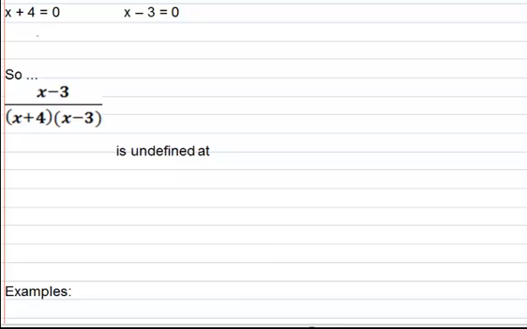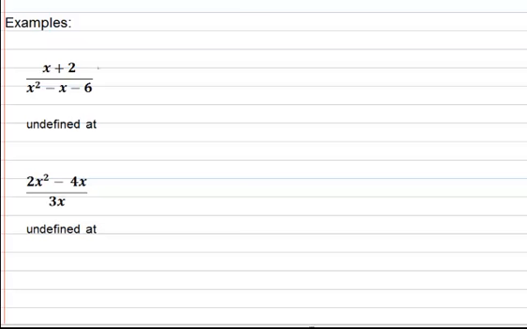So after we got that, I forgot to rewrite this, we now see that this polynomial that we started out with is undefined at negative 4 and 3. So let's just do a couple quick examples of this idea of undefined. Again, the first thing that we do is we look at our rational expression, and we see what can be factored. Now the numerator can't be factored. I'm going to go ahead and put it in parentheses so we don't forget that it has to go together.